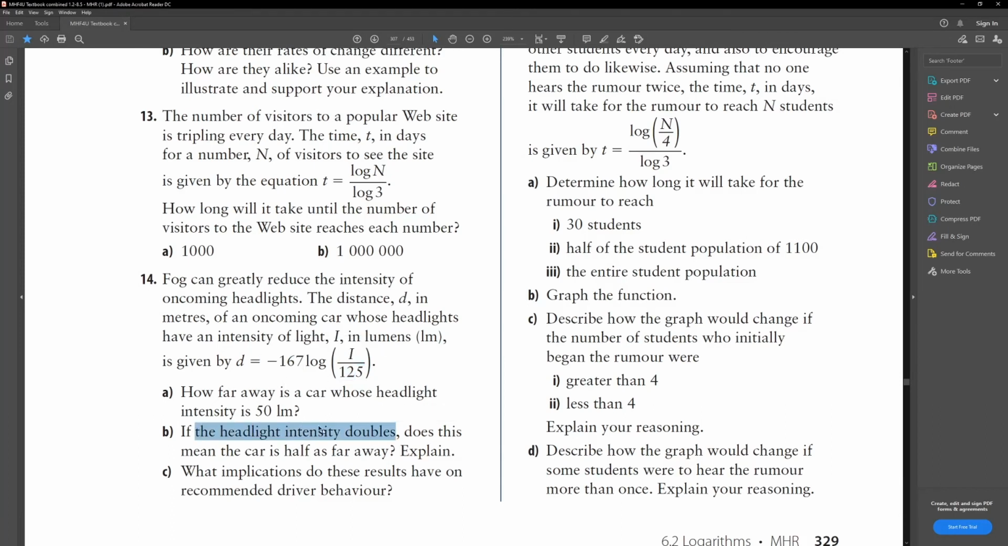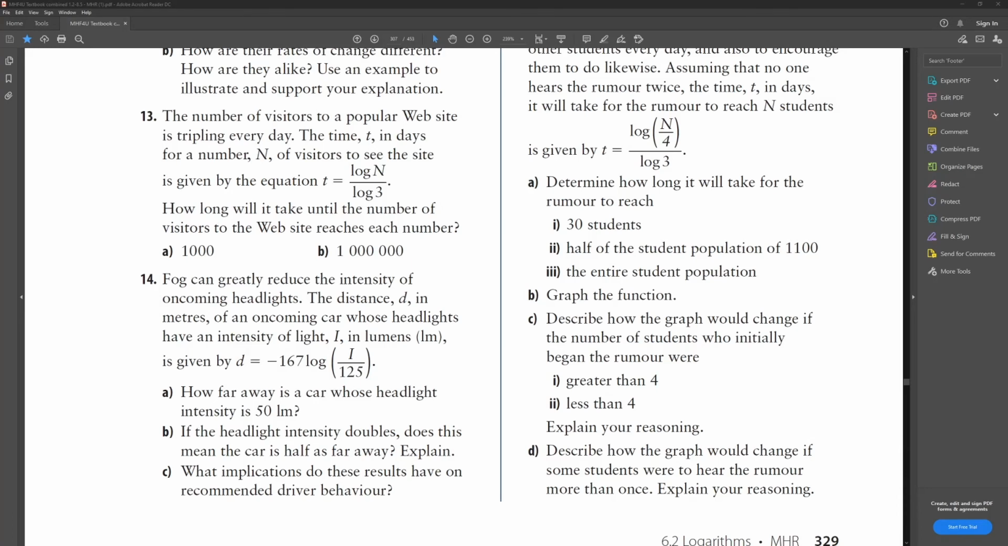Then it's asking you what will happen if the intensity doubles. Does this mean the car is half as far away? Well, you could test that out and understand whether or not it is true. And then it's asking you about the implications of these results. So again, this is just testing whether or not you understand what is being spoken about. If you did everything correctly, for A, you should get around 66.5 meters. For B, you should get around 16.2 meters away, which is way closer than half. So that is great.